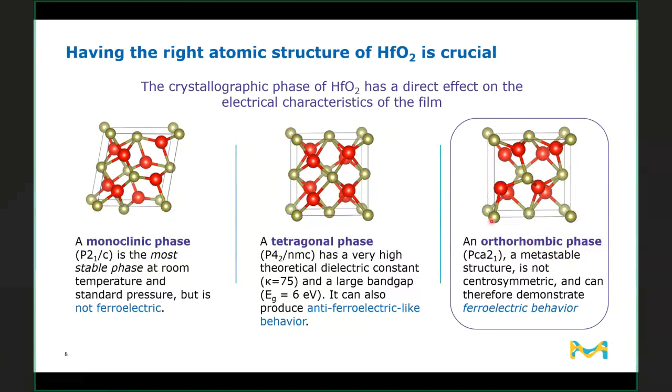The structure that is really interesting for this particular application is an undiscovered orthorhombic phase, and that's the one that they first discovered in 2011. It's a metastable structure, so it's not one that you usually observe. It's only observable under certain conditions, and it's not centrosymmetric. And so because you have atoms that are displaced off of the central positions, unlike these other two structures, you actually can exhibit ferroelectric behavior in this type of structure. And so this is the one that we're aiming for if we want to make a ferroelectric hafnium oxide zirconium oxide layer.